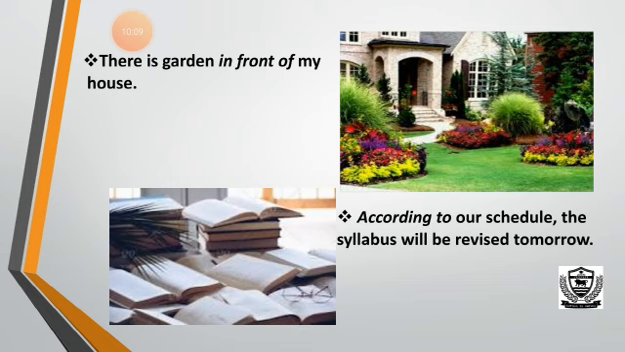We have some examples. There is a garden in front of my house. The italic words are the prepositions. Which are the italic words? In front of. There is a garden in front of my house. In front of is a preposition. In the second picture, according to our schedule, the syllabus will be revised tomorrow. According to. So this is also a compound preposition.